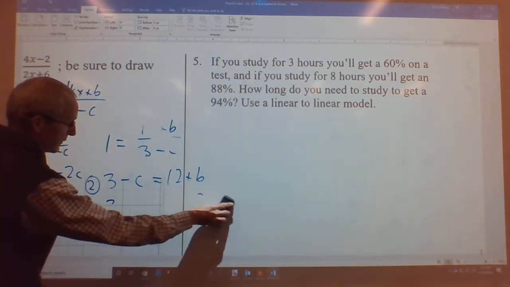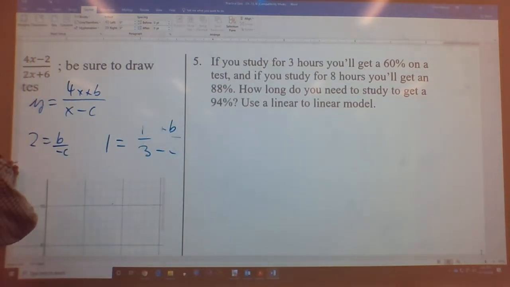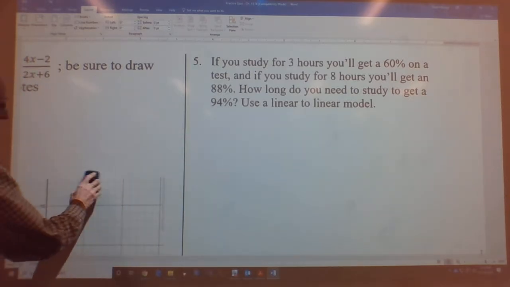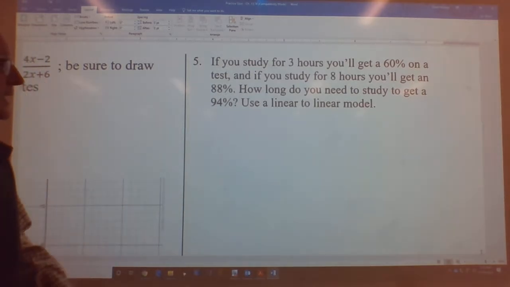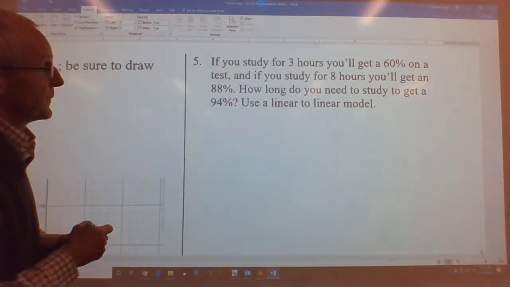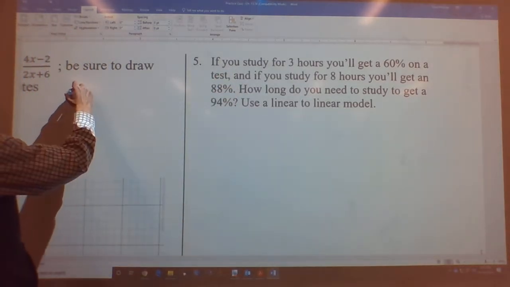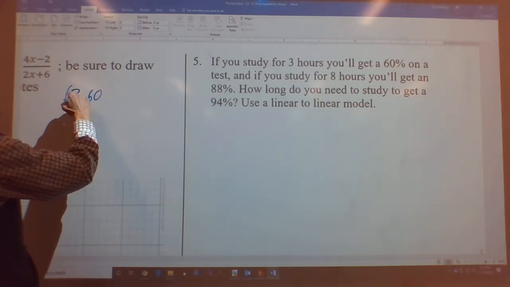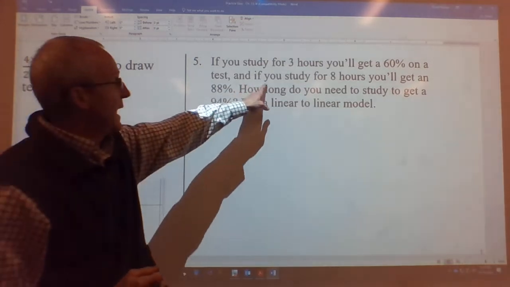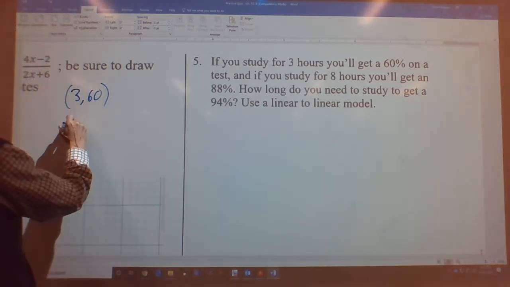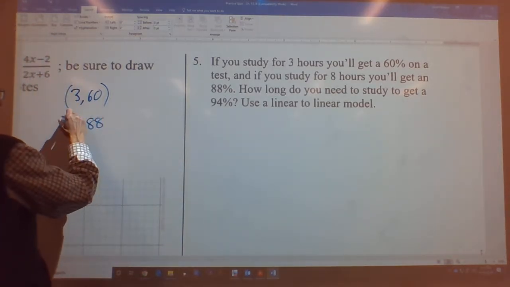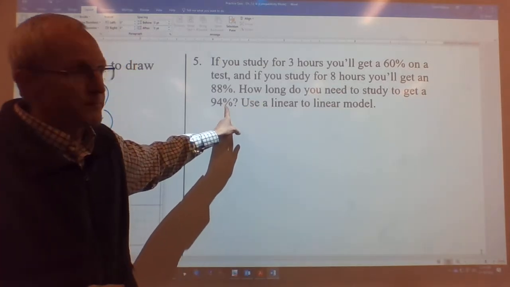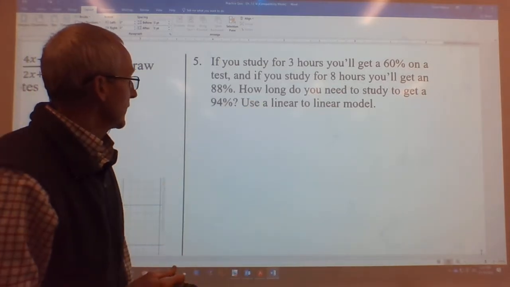Again, we need to figure out the function, but now it's a word problem. It's just like the last one, but it's a word problem, right? So you study for 3 hours, you'll get a 60%. So our points are x equals 3, 60. You study for 8 hours, you get an 88%. So 8, 88. And how long do you study to get a 94%? Okay, use a linear to linear model.